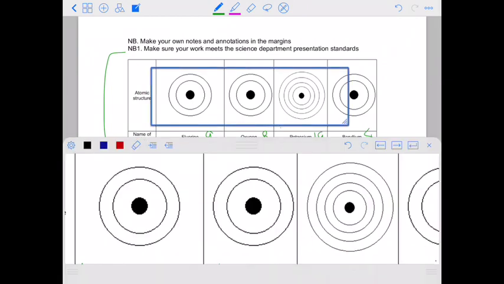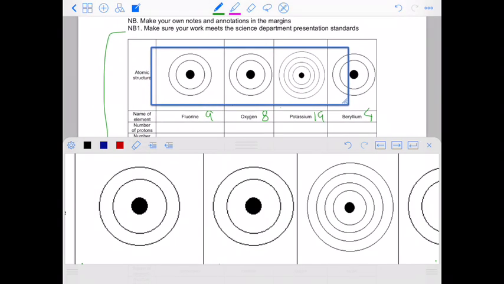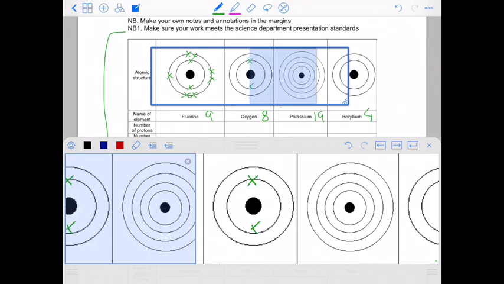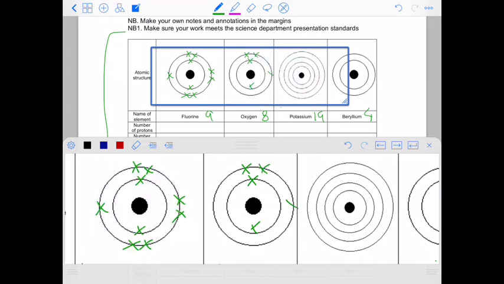So hopefully you've had a chance to unpause the video and you have all of that finished. So let's have a look to see what the answers are. So for fluorine, it's atomic number 9. So we have 9 protons, which means we have 9 electrons, which means we have 2 in the first shell and 7 in the outer shell. Oxygen, we have 8, which means we have 2 in the first shell and 6, 1, 2, 3, 4, 5, 6 in the second shell.